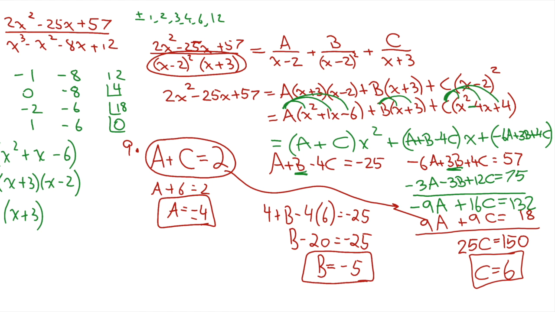And therefore, my final answer up here. Oh my god, it's not final. Well, you gotta rewrite it. So A is negative 4, so you get negative 4 over x minus 2. B is negative 5, so you get negative 5 over x minus 2 all squared. And then C is 6, so this would be plus 6 over x plus 3.